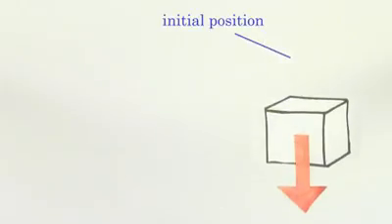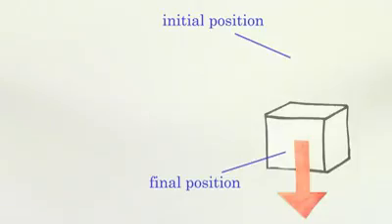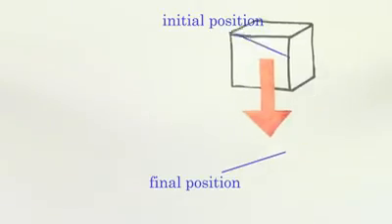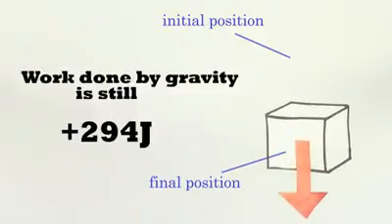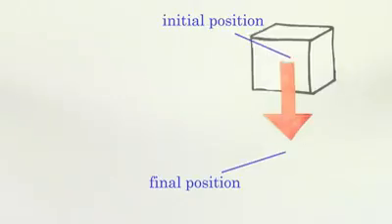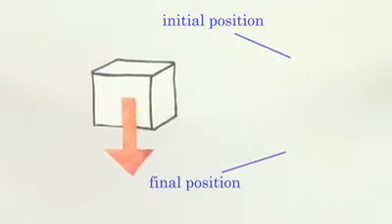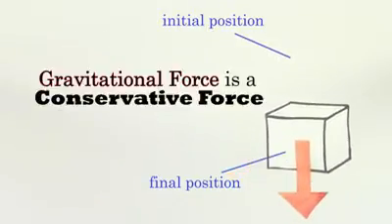In other words, the work done by the gravitational force doesn't depend on the specifics of the path taken by the mass. The work done by gravity only depends on the initial and final position of the mass. In fact, you could allow the mass to take any path from this initial point to the final point, and the work done by gravity is still just going to be 294 joules. Because the work done by gravity doesn't depend on the path taken, we call gravity a conservative force.